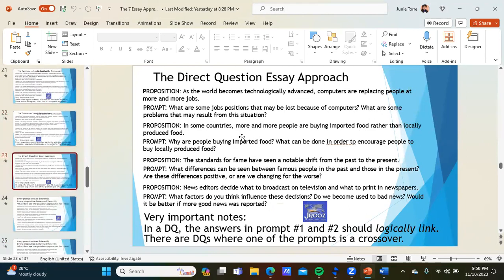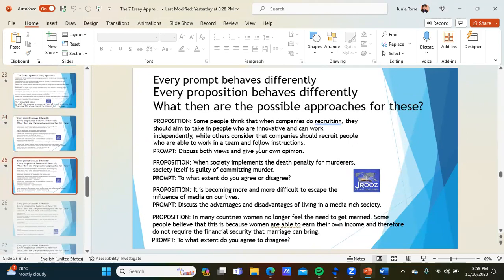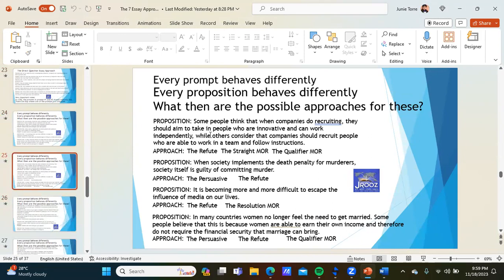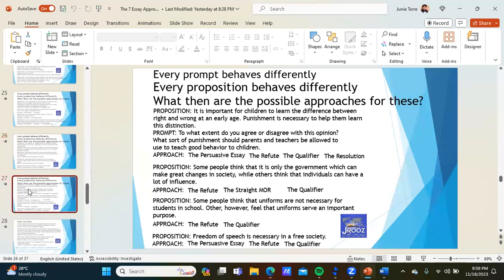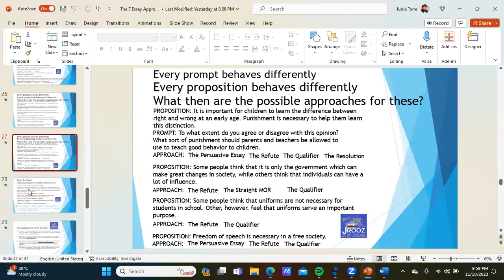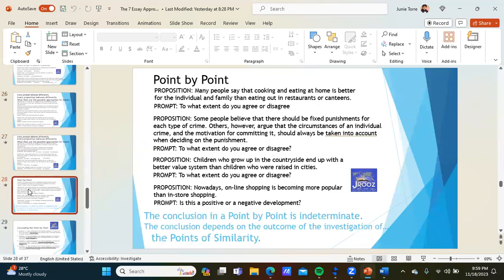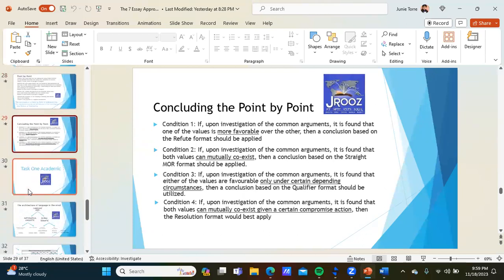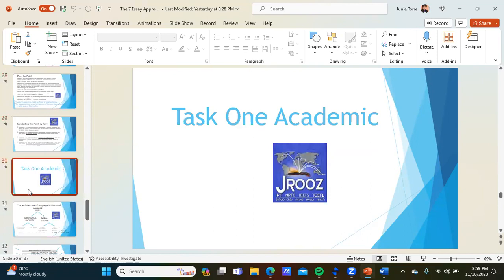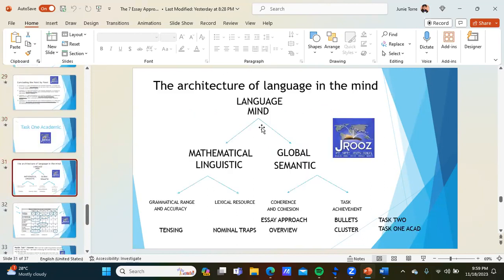This is really the point where the class becomes participatory. See, this is a discussion in class. Can you imagine how intensive the writing lessons were before? It's fun. Teaching writing is so much fun. So many samples. The point by point. Concluding the point by point. And then this one is now task one.